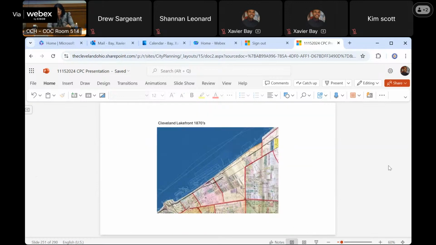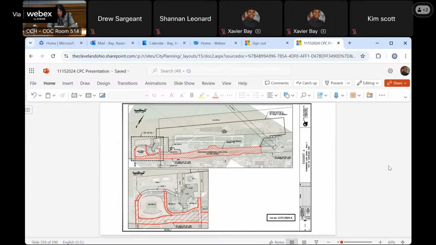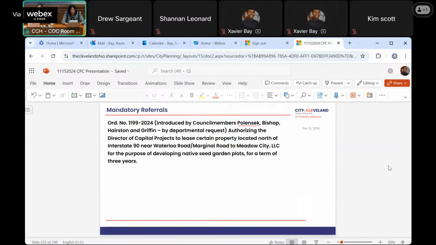For approval of ordinance number 1173-2024. A second. Martin, a second. Call the roll. Anthony, Yes. Curry, Yeah. McCray Scott, Yes. Sergeant, Yes. Motion carried. Ordinance, there are two more mandatory referral.